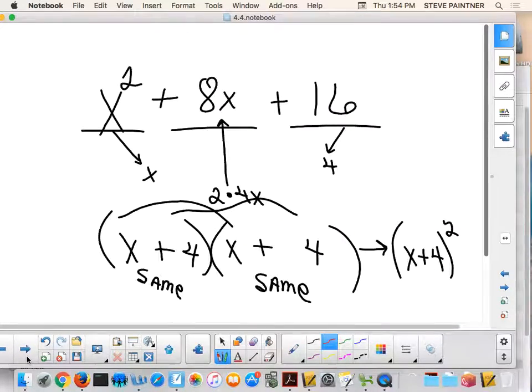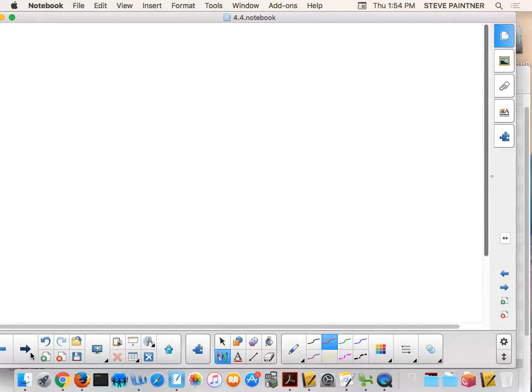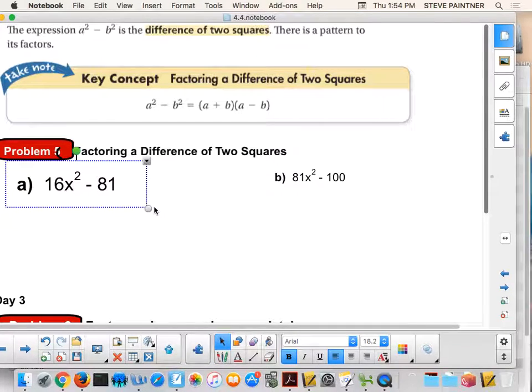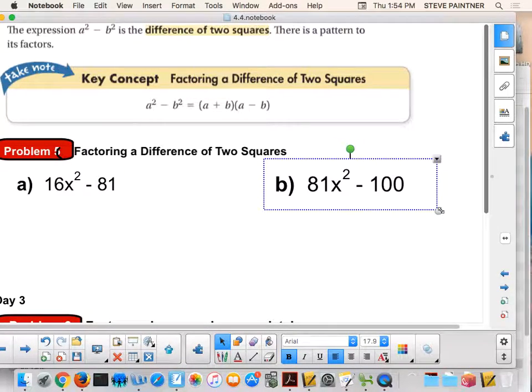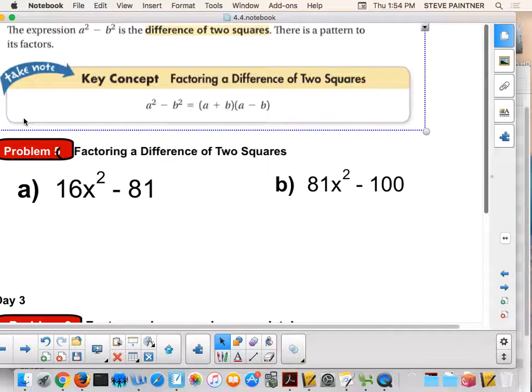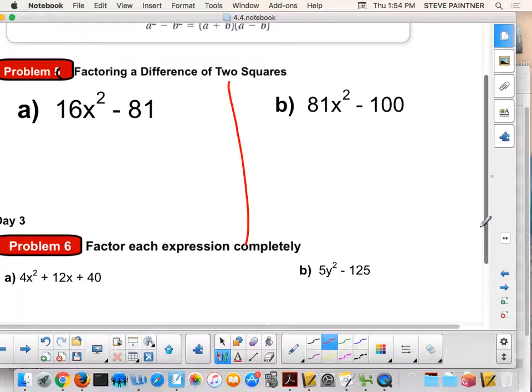16x squared minus 81. 81x squared plus 10. It's these two, isn't it? Yeah, I think. Oh, but, no. Don't wreck yourself. That's the truth.